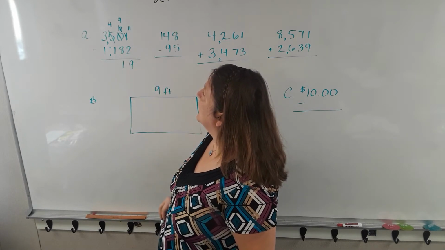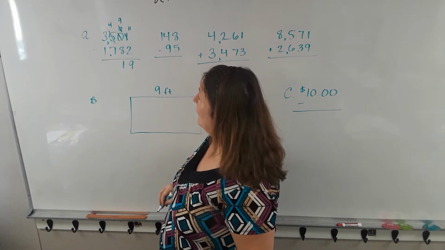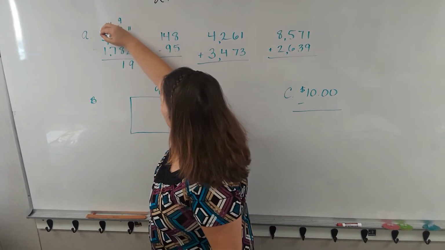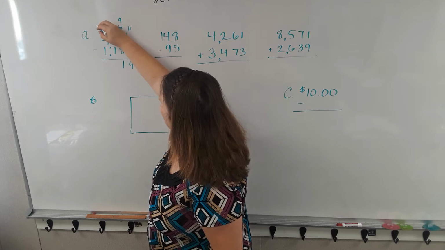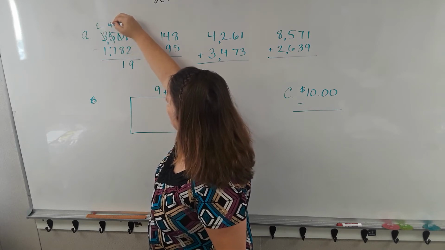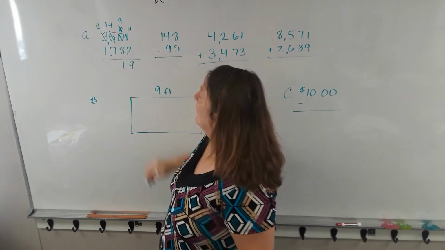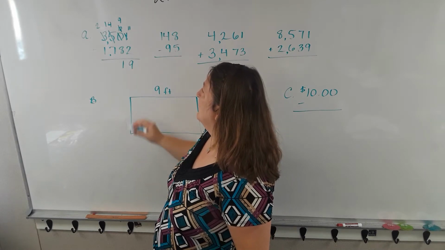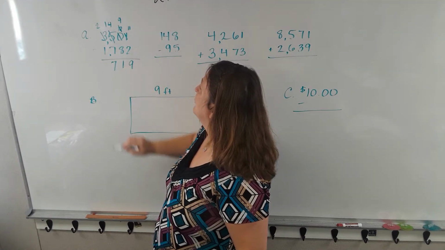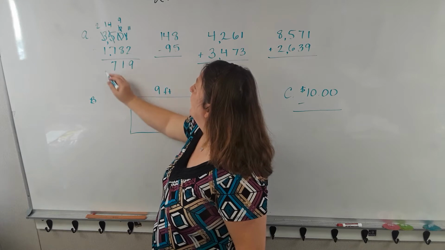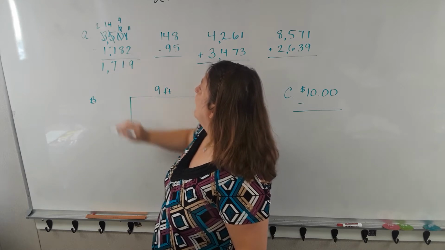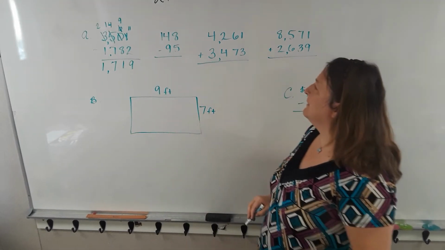4 minus 7 equals. You cannot do 4 minus 7. Borrow from the 3, make it a 2. The 4 becomes a 14. 14 minus 7 equals 7. 2 minus 1 equals 1. 1,719.